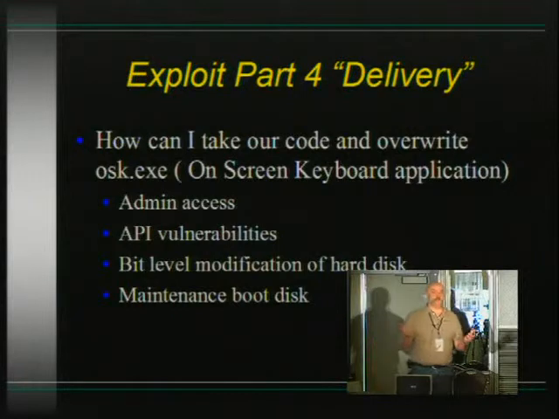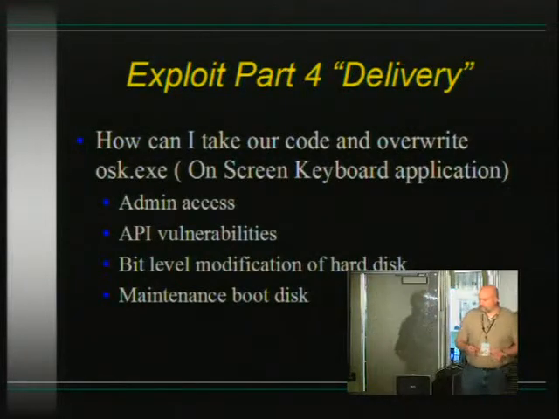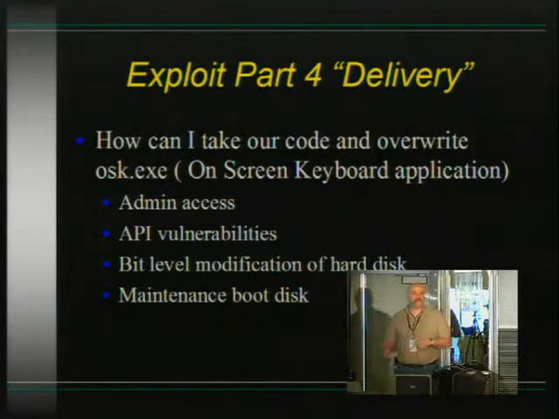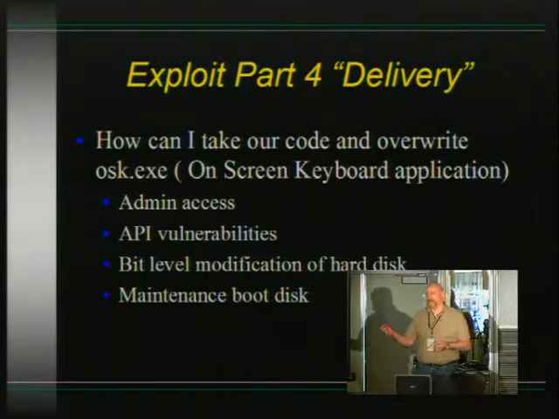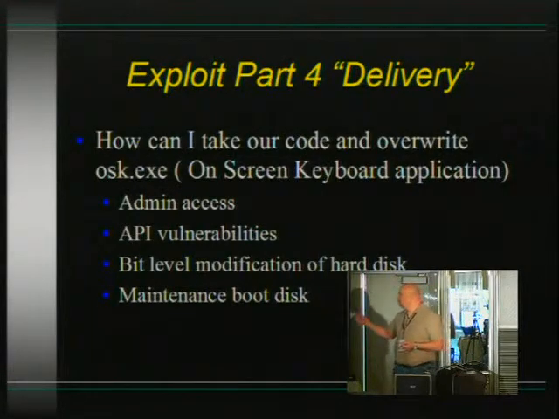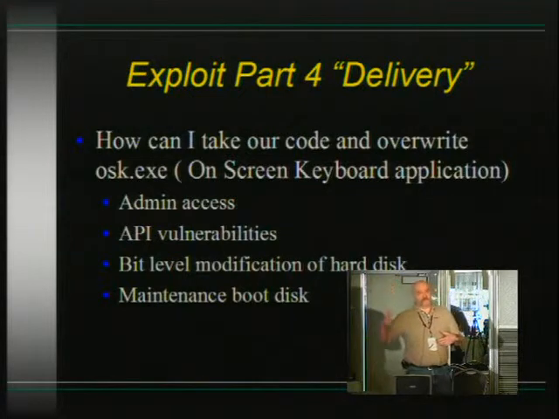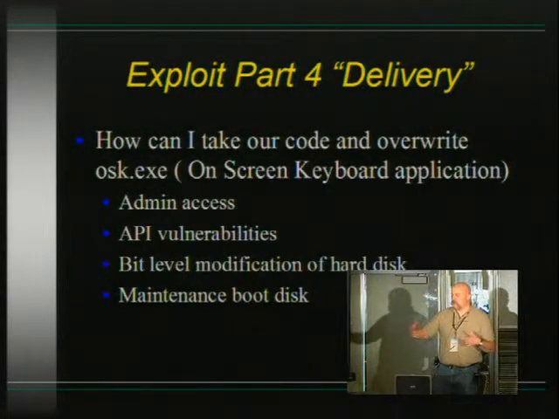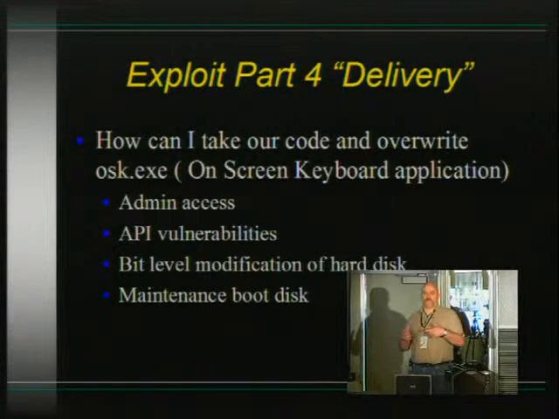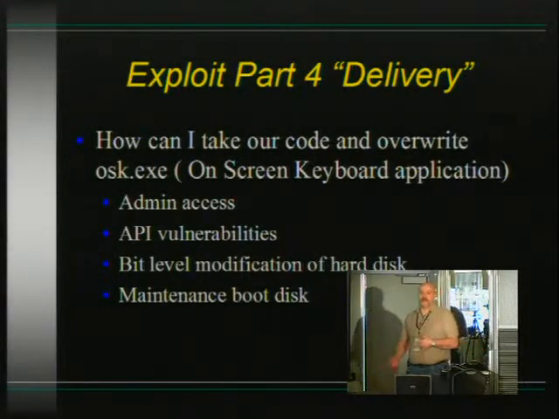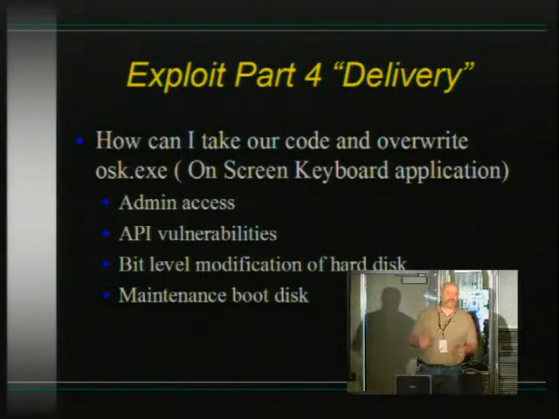How do we get the code on the box, the delivery method? Now, we looked at several different methods. If you have admin access, you can replace the OSK. There's ways of doing it. Hey, you're already admin. Who really cares at this point? API vulnerabilities, you can use existing ones. That was in the first part of the presentation that I'd done out there. You can use API call vulnerabilities where you can escalate your rights to system level. And at that point, you can go ahead and change the files. But you're on system level, so there's nothing to gain there.